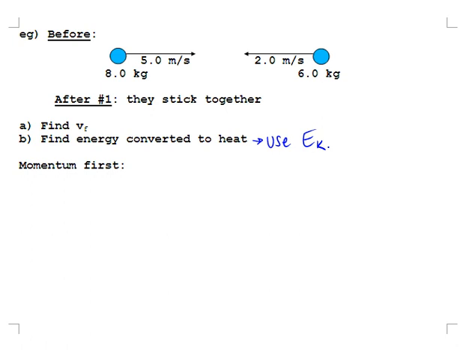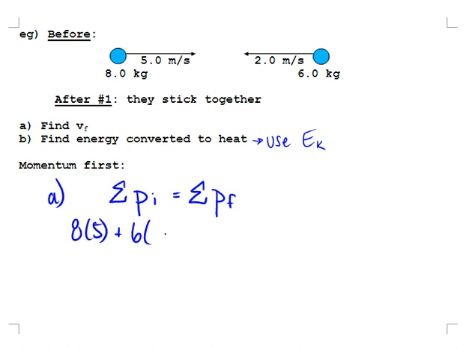So let's stick with momentum. Hopefully this part is pretty easy. Remember, if you go formula sheet hunting, you're going to grab this equation: the sum of all your initial momentums equals the sum of all the final momentums. This is part A. And remember, momentum is just mass times velocity. So we've got this 8 kilogram mass traveling at 5 meters per second, and it's going to collide with a 6 kilogram mass traveling to the left at 2 meters per second. So remember, that's going to need to go in as a -2.